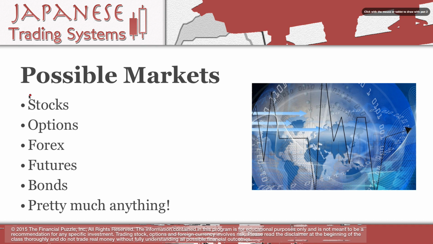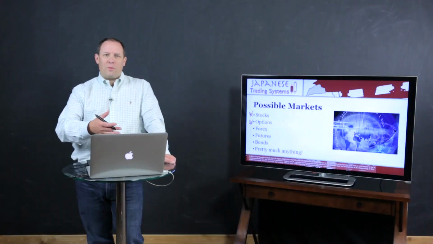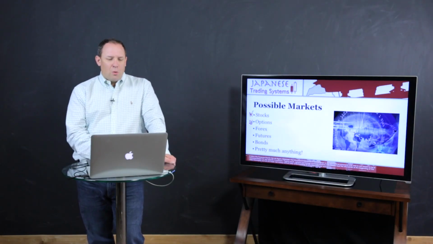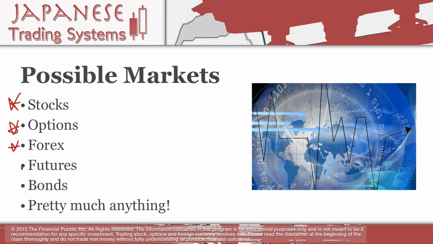Obviously, you could trade the stock market and use the Ichimoku clouds. We can trade the options market. Since options are a derivative of stock, we can simply chart the stock and use that to apply to option trades. We can trade Forex, we can trade futures, bonds, pretty much anything, and it's not just in America. It obviously is going to work in Japan, it's going to work in Europe, across the entire world. Anywhere you can get good, clean charting data, you can apply the Ichimoku clouds and you can use the techniques that I've been sharing with you in this program.